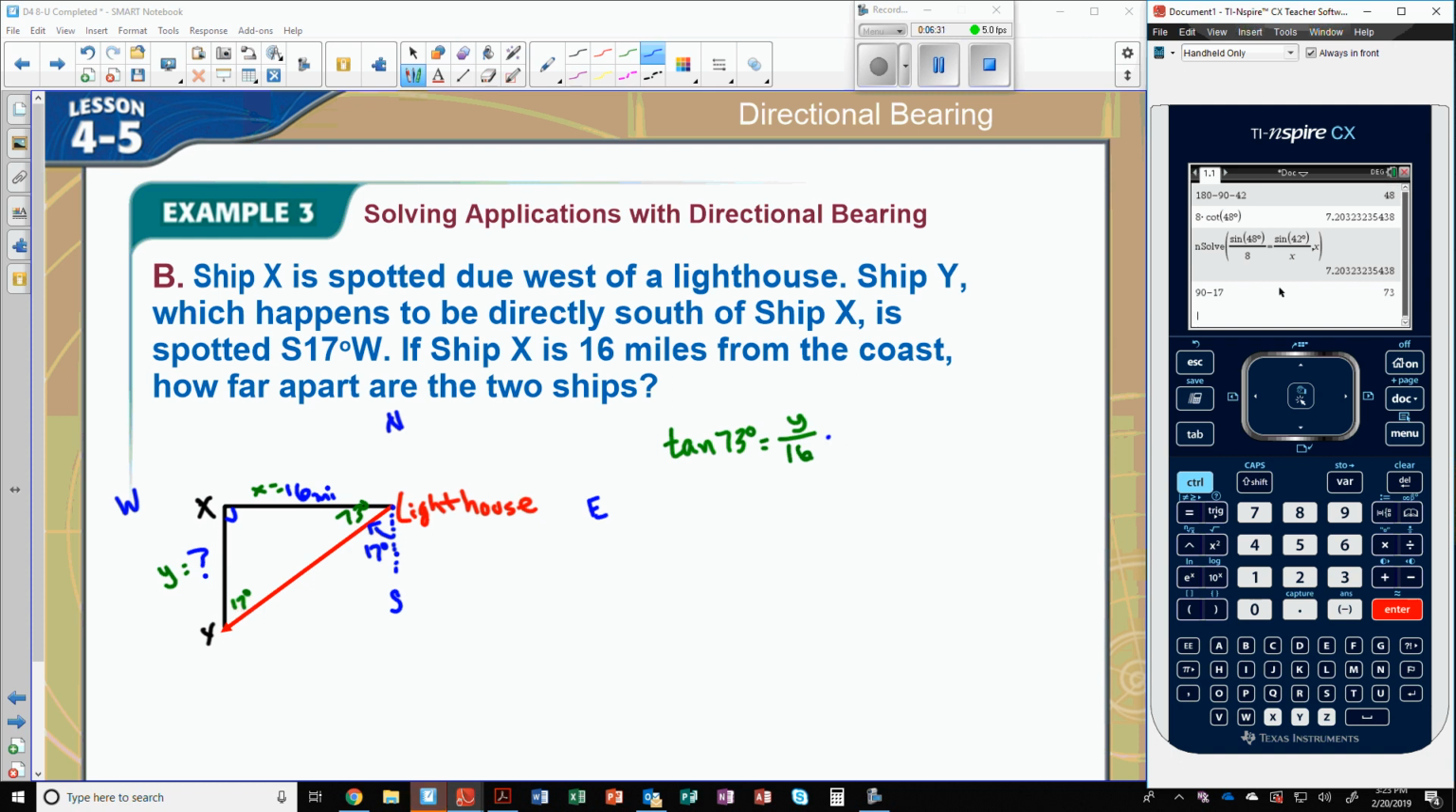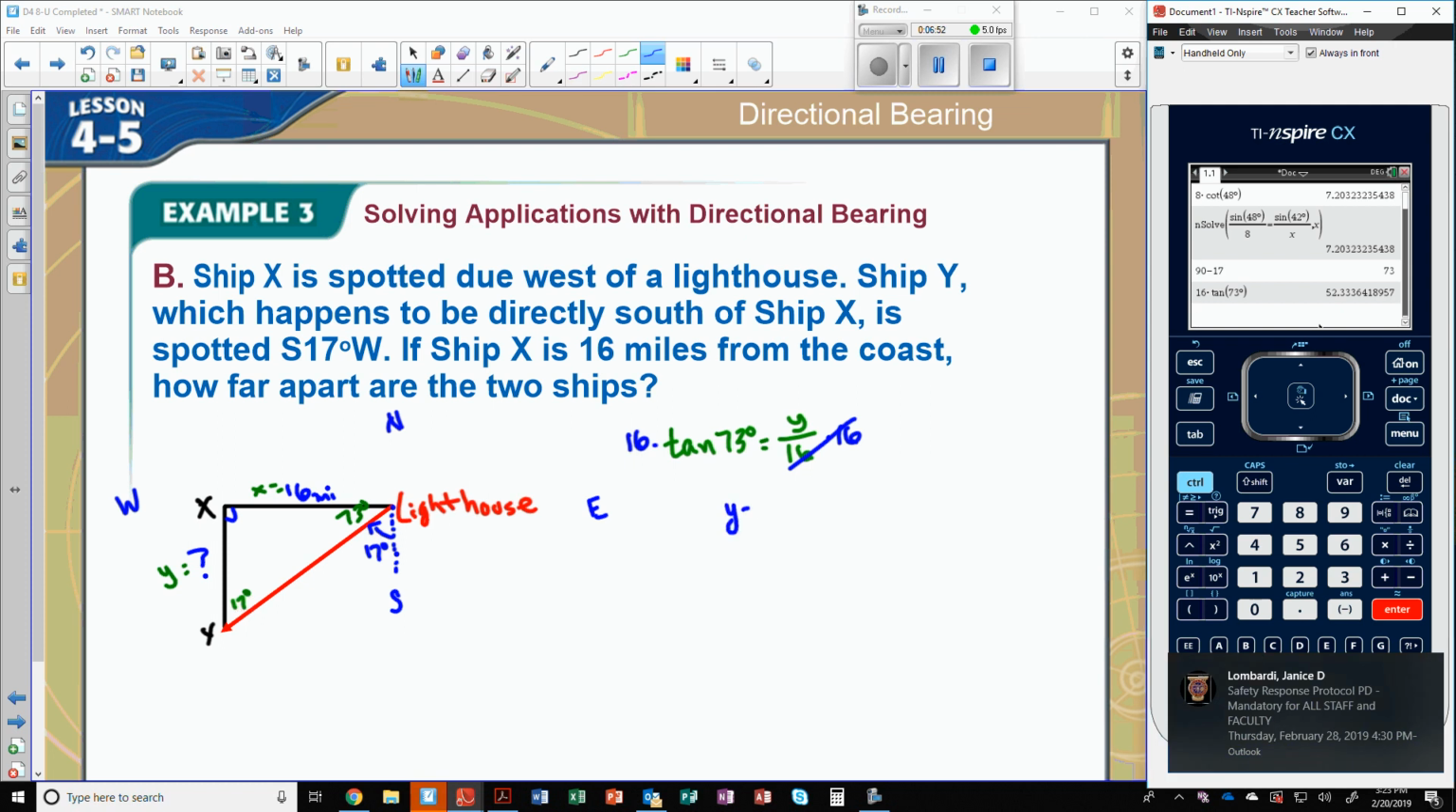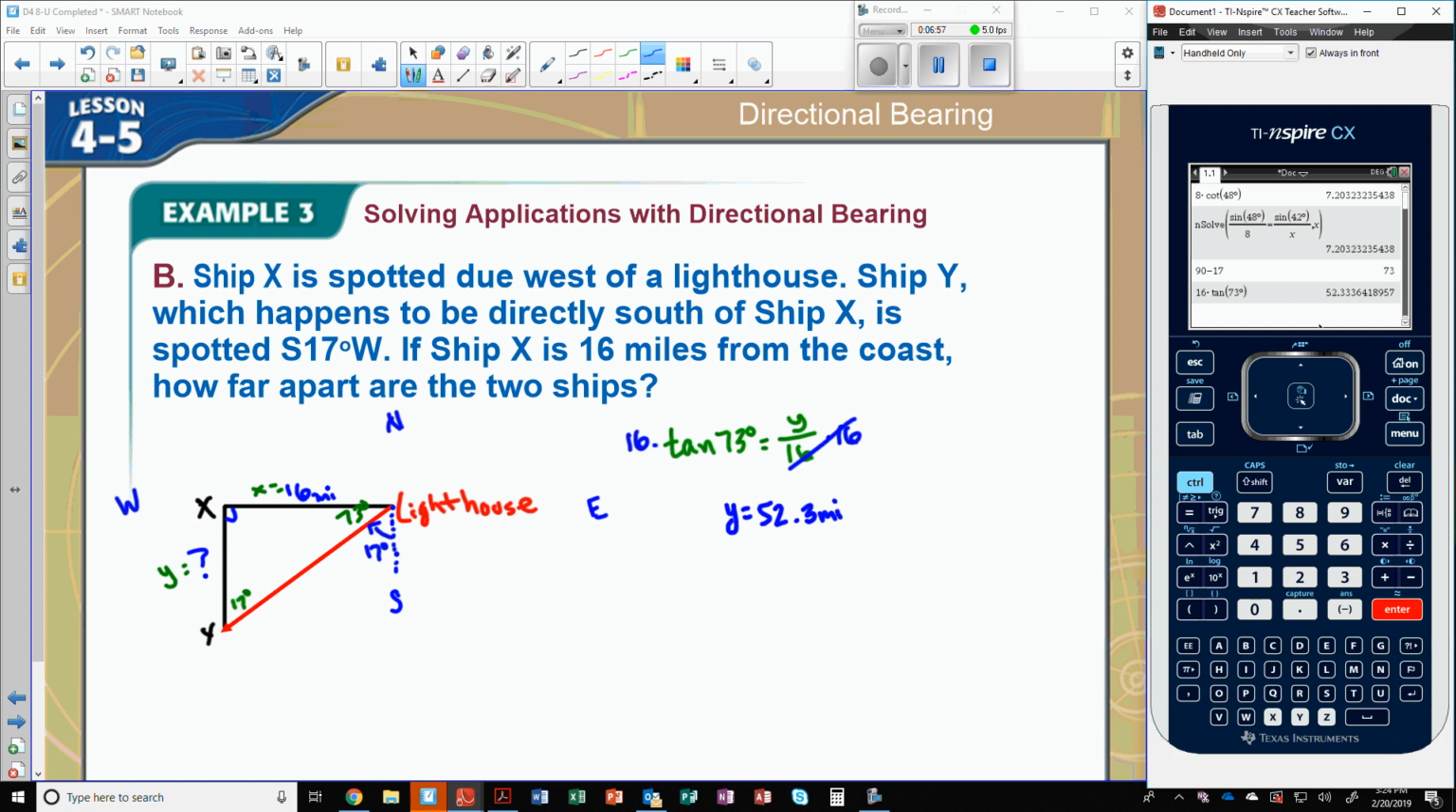Again, we have one step. You multiply by 16, and this should give us our answer. So we'll come back over here, and we'll say 16 times tangent of 73 degrees is 52.33. And so that's what we're getting our y to equal. And I'm just going to say 52.3 miles. Since I'm rounding, I'll do approximately. And this would be my answer here.